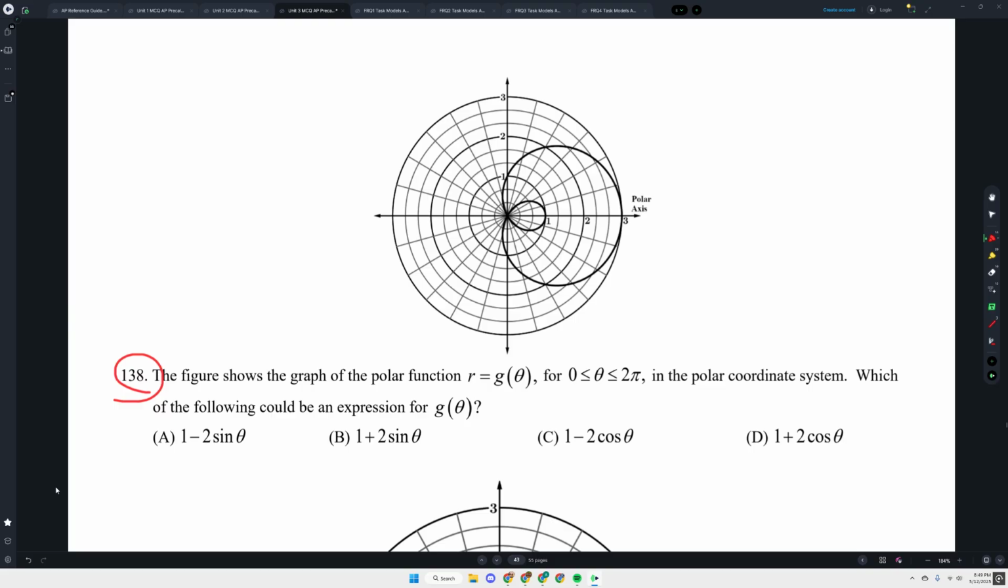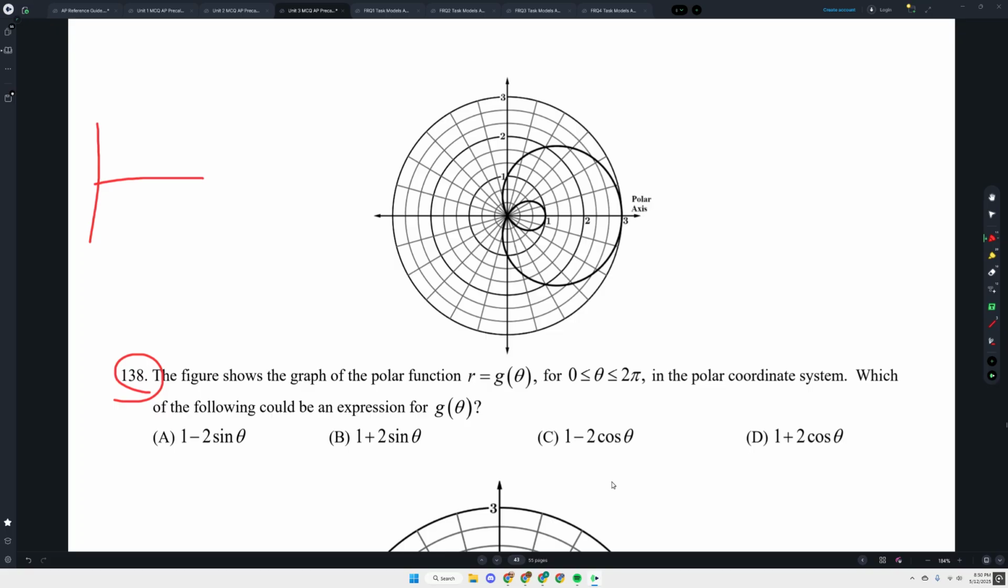Lemniscates are not on the AP exam. That is Calculus BC polar. Pretty much the way to do these questions is to graph the rectangular function and then answer it, or plug and chug, which is another option.